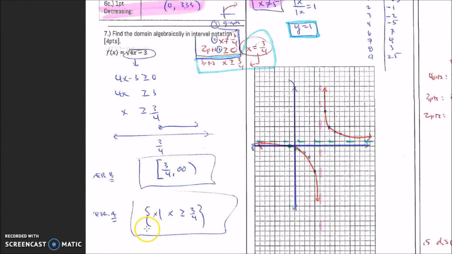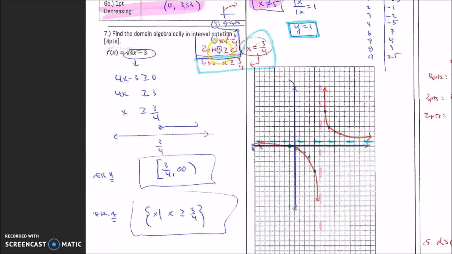version B. Version A, they ask you for set builder notation. So we can have all values of x such that... I should have all real numbers in there, comma, no, take that back. All values of x such that you're just going to take your inequality here and put it there, which is x is greater than or equal to 3/4.